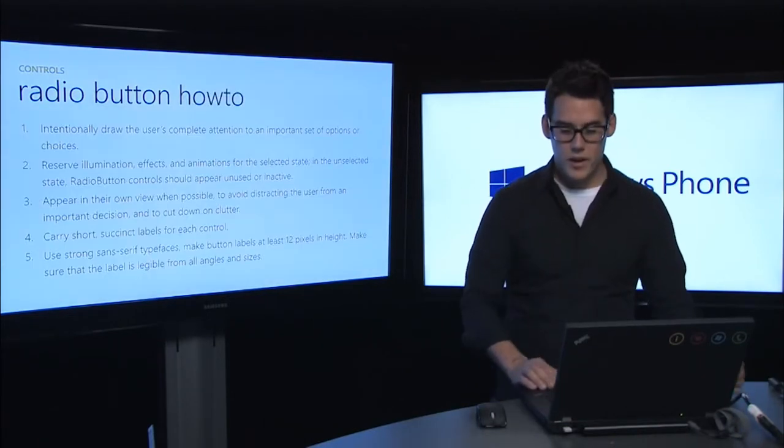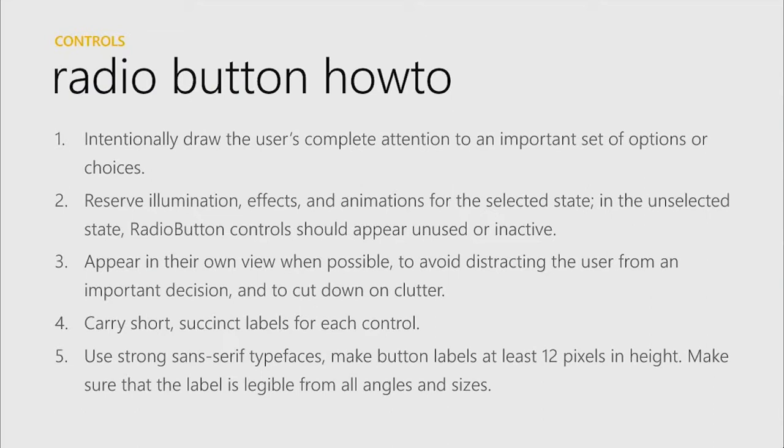This is a couple of radio button how-tos. Intentionally draw the user's complete attention to an important set of options or choices. Reserve your illumination effects and animations for the selected state. You don't really want to have them all be different colors. In the unselected state, radio button controls should appear unused, just sitting there waiting to be selected.